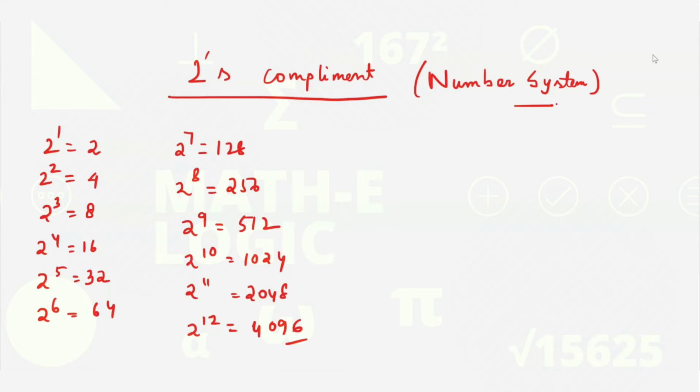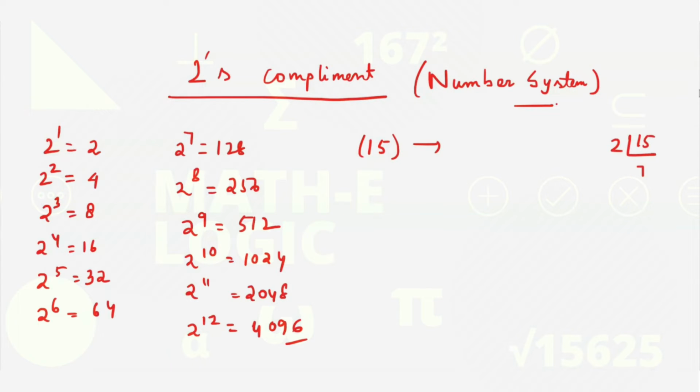Now, just take an example: 15. We have to find the 2's complement of the number 15. So what is the normal procedure? How do we find the 2's complement of a number? First, we convert into binary, right? Then we find the 1's complement. Then we find the 2's complement.